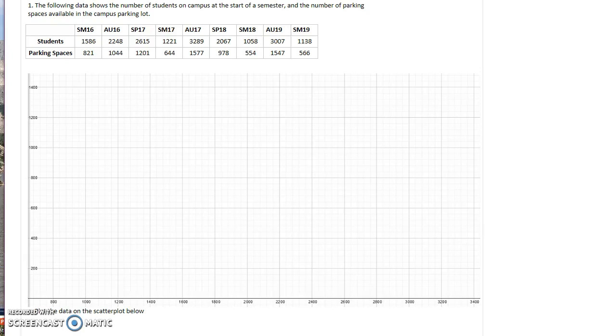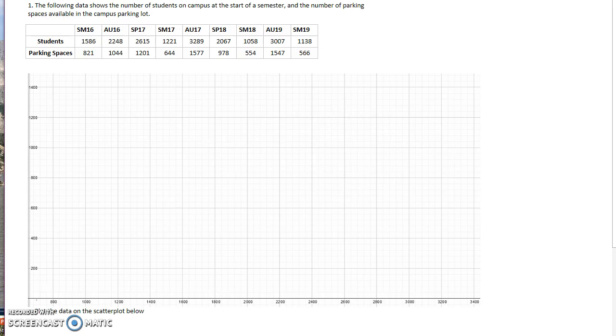Okay, so this problem says the following data shows the number of students on campus at the start of the semester and the number of parking spaces available in the campus parking lot. It says plot the data on the scatter plot below. It should be above. And I think on your paper it's actually below.